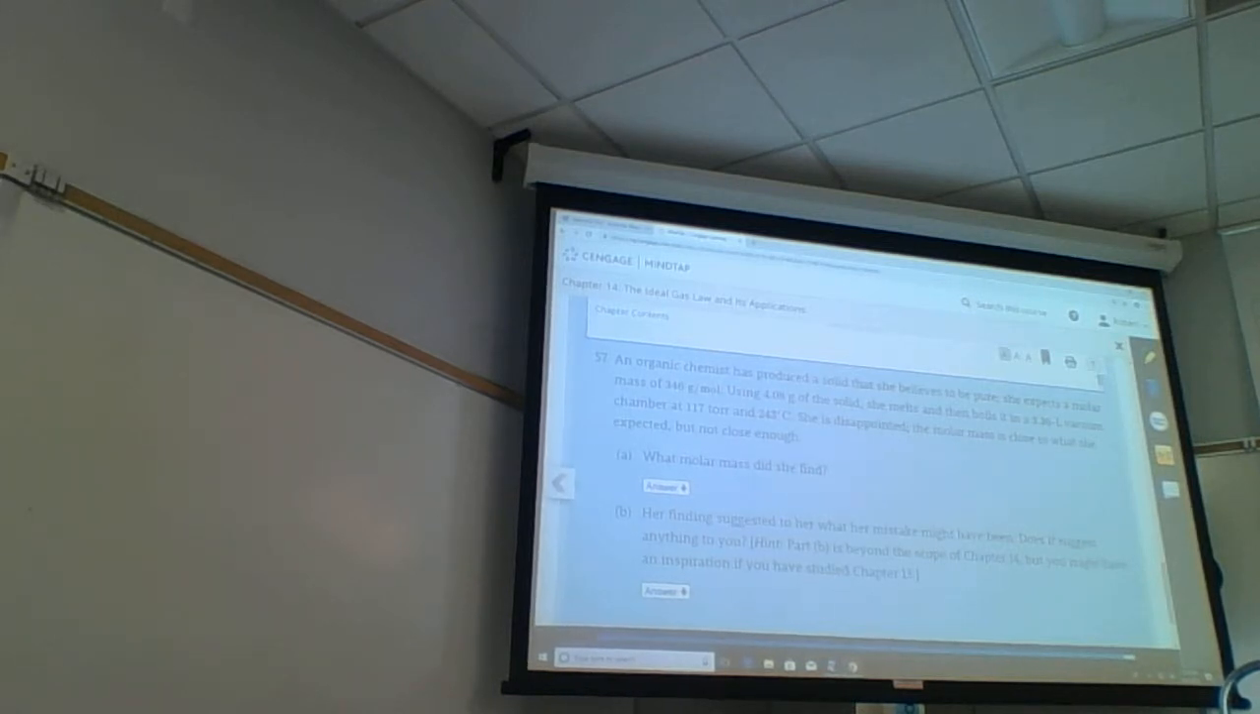An organic chemist has produced a solid that she believes to be pure. She expects a molar mass of 346 grams per mole. Using 4.08 grams of the solid, she melts and then boils it in a 3.36 liter vacuum chamber at 117 torr and 253 degrees C. She is disappointed. The molar mass is close to what she expected, but not close enough. What molar mass did she find?